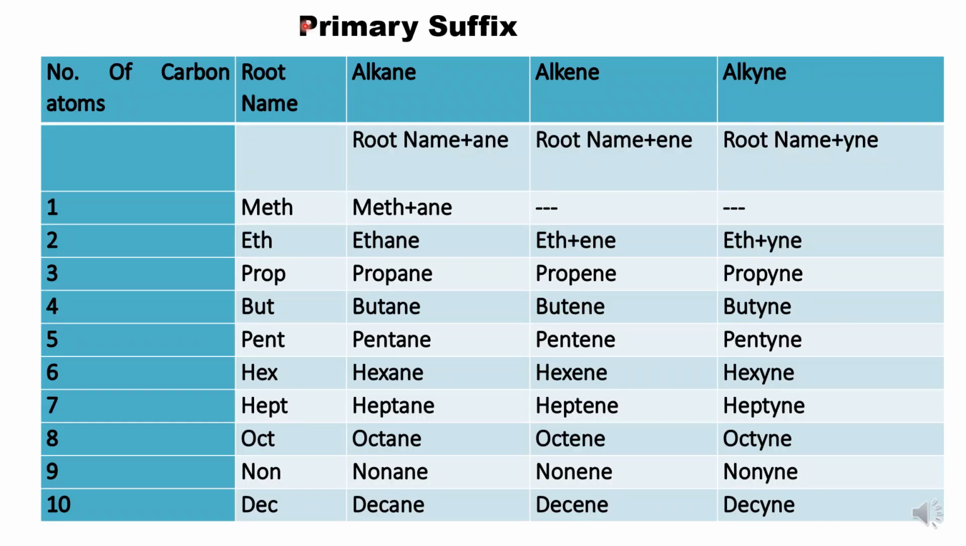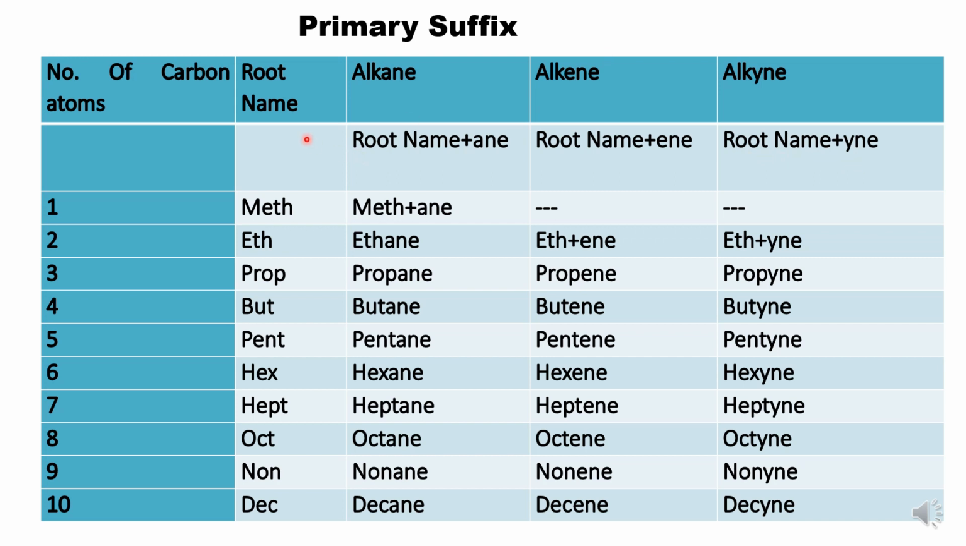Here you can see the example of primary suffix in tabular form. The number of carbon atoms is given in the first row. After that, the root names: meth, eth, pro, but, pent, hex, hept, oct, non and dec. For alkanes, the rule is to write the root name first and then ane. For alkene, root name plus ene. For alkyne, root name plus ine.